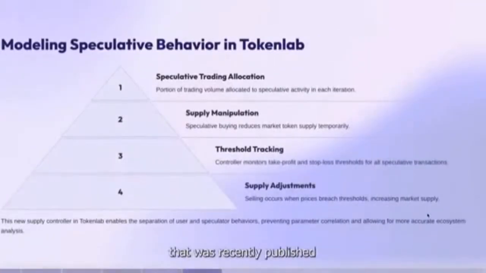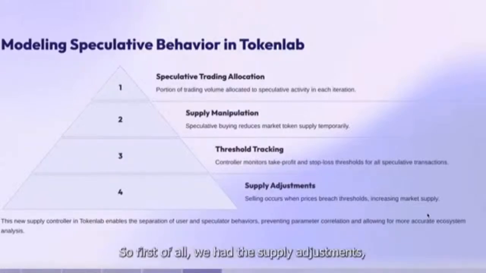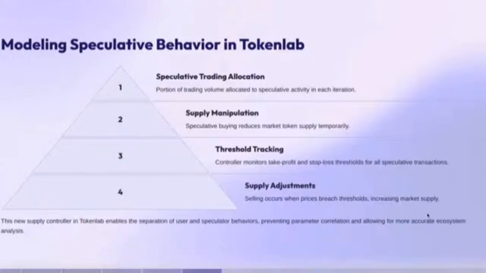So the research that was recently published on arXiv tried to answer the question: how can you model speculative behavior and what can we learn from that? We broke the problem down into a few different stages. First of all, we had the supply adjustments, then the threshold tracking, the supply manipulation, and the speculative trading allocation. The way the system works is that there are some basic token economy dynamics, and then there are pools of agents, like the speculators, that decide to buy or sell, depending on tracking the price dynamics as well as the price itself.